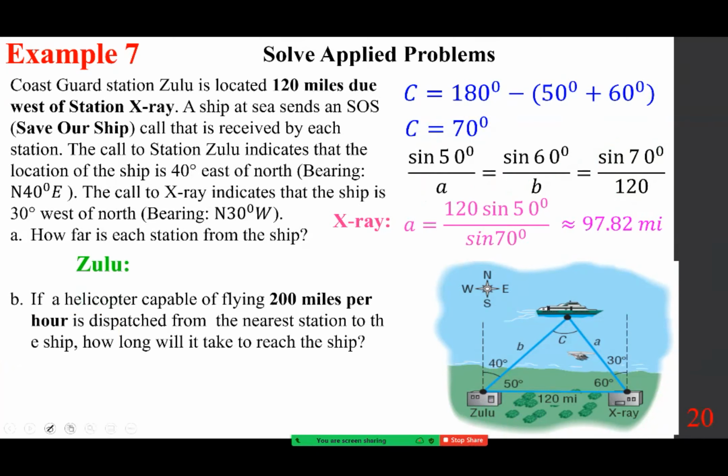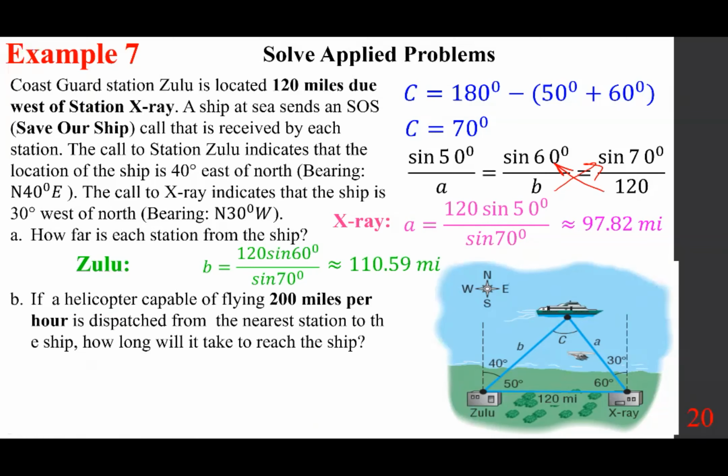In the case of a Zulu, we want to find B. This cross product, 120 times sine 60 divided by sine 70, using a calculator will result in 110.59 miles.